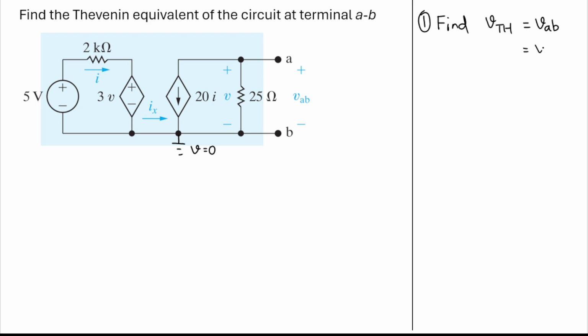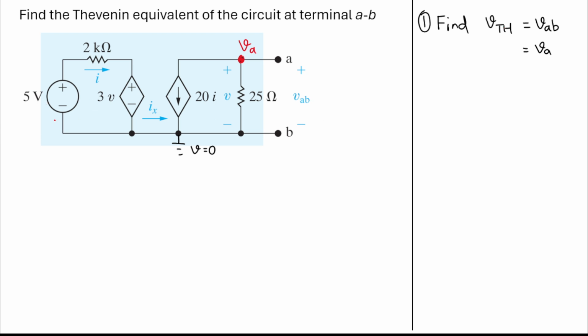So our goal now is to find out what VA is, right? Because if we find VA, we can find the VTH. Okay, and let's extract what more information we can get from this circuit.